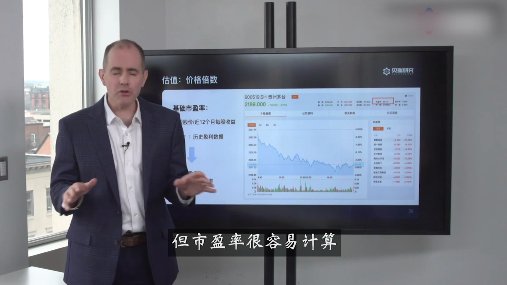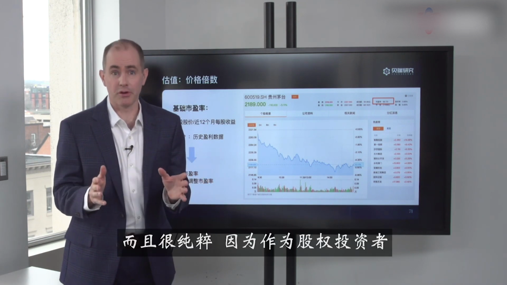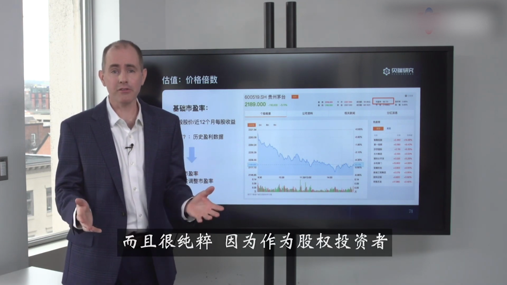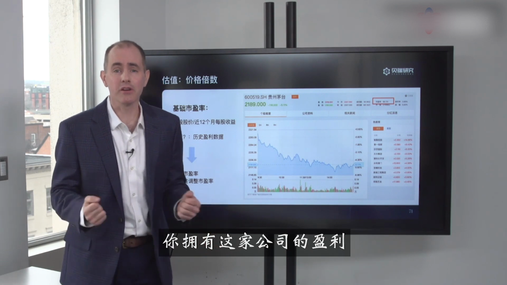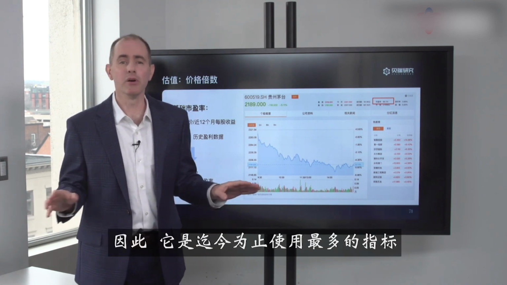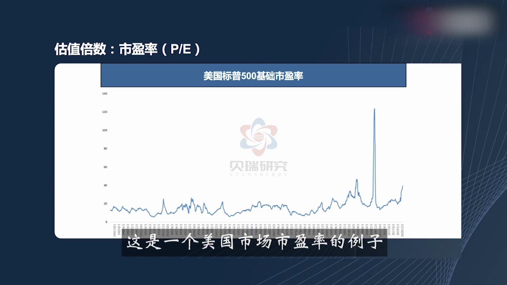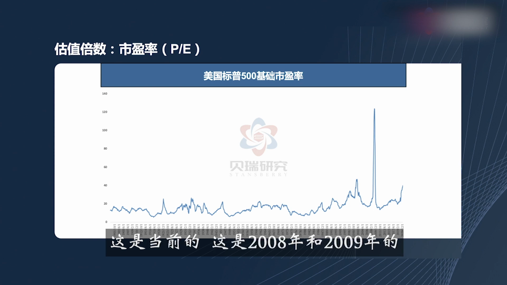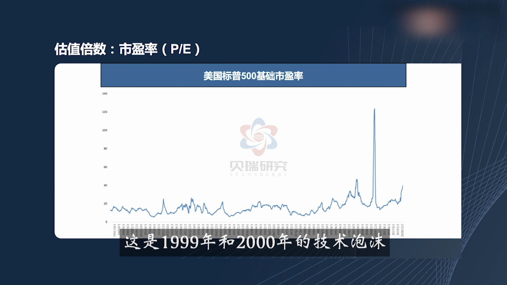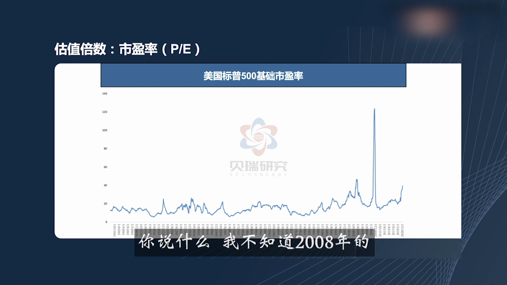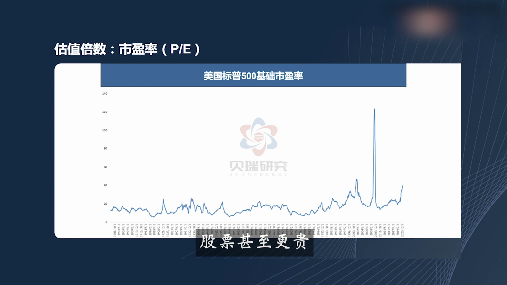But PE is so easy to calculate and it's very pure, because as an equity investor, you basically own the earnings of a company. So it is by far the most used metric. There are some variations though. By the way, here's an example of the US market PE. Here's current, this is 2008, 2009. This is the tech bubble of 1999, 2000. You say, what? I didn't know stocks were even more expensive in 2008.